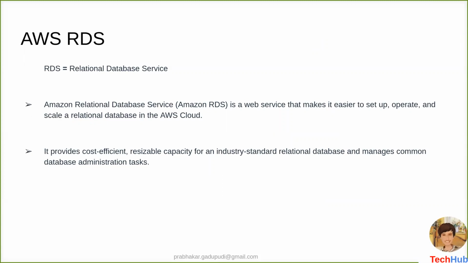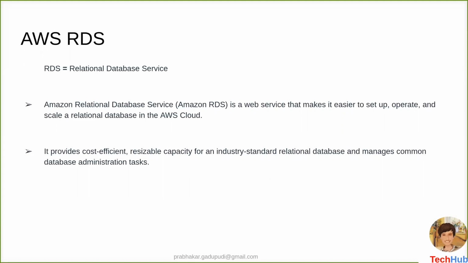RDS stands for Amazon Relational Database Service, and it makes it easy to set up, operate, and scale a relational database in the cloud. It provides cost-effective and resizable capacity while automating time-consuming administration tasks such as hardware provisioning, database setup, patching, and taking backups.